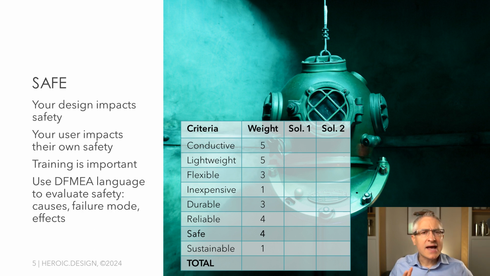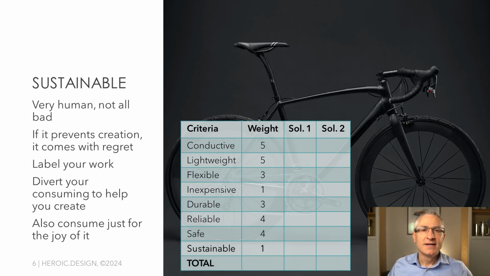And when we're looking at the safety implications of each decision, it's helpful to borrow language from the Design Failure Modes and Effects Analysis, the DFMEA. What is the failure mode? What are the possible causes? What are the effects? And are we able to detect the failure mode? When there's a chance our designs could hurt someone, safety becomes an important criterion. In this example, if this is a mission critical conductor, safety is very important.